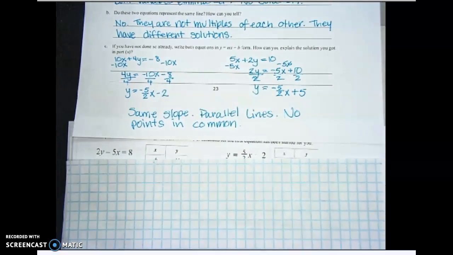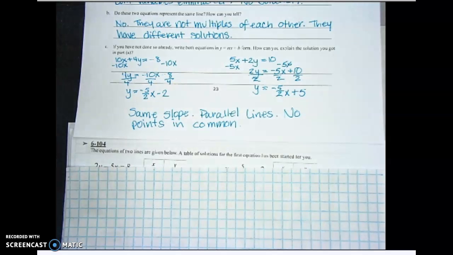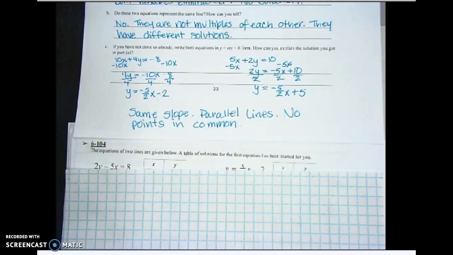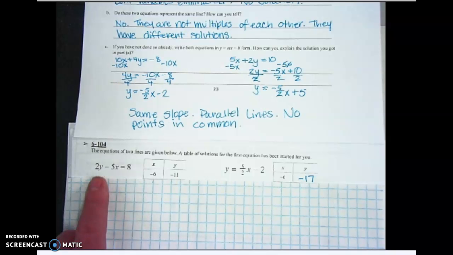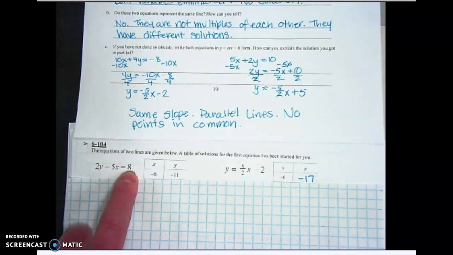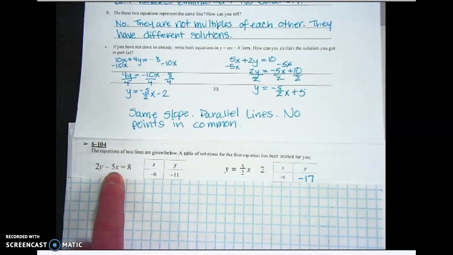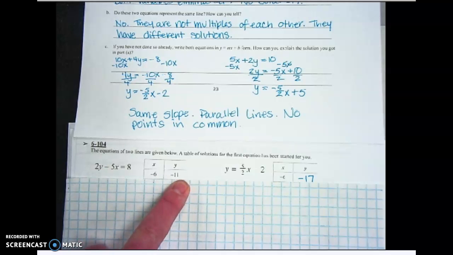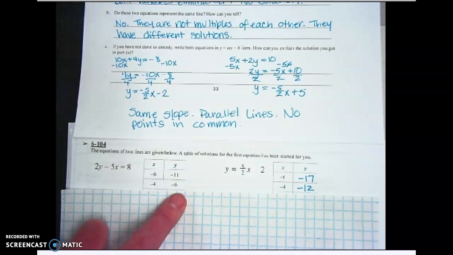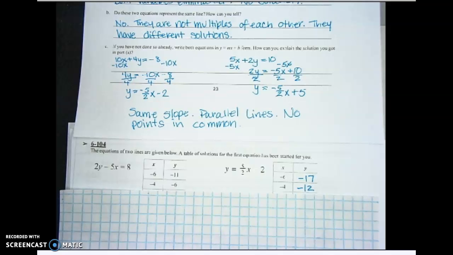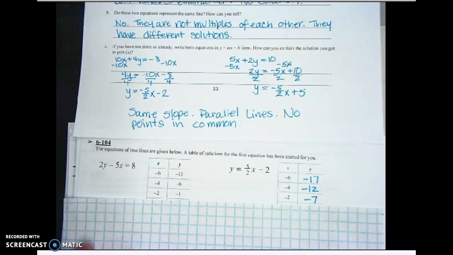There it is. All right, question 104 up at the top says, the equations of two lines are given below. A table of solutions for the first equation has been started for you. All right, so if you have the equation 2y minus 5x equals 8, you take a negative 6 and plug it in for x, and then you solve for y, you're going to get negative 11. You take a negative 4 and plug it in for x. Solve it for y, you're going to get negative 6. You keep going, you're going to get a negative 1 when you plug in negative 2.